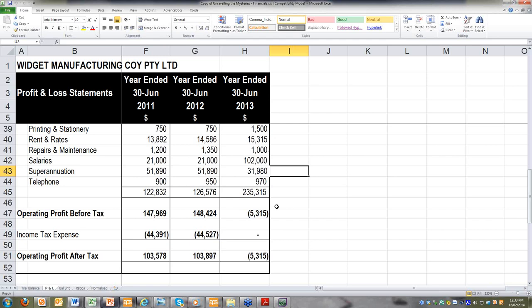So the question there is, is that real? Is that really the way the business is going? We're also noticing that no tax has been paid in the 2013 year. And that's obviously a direct consequence of no profits being derived.